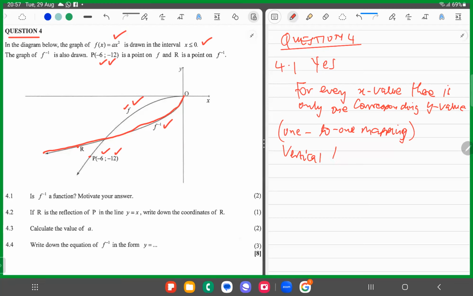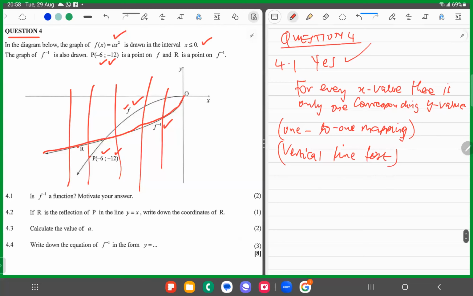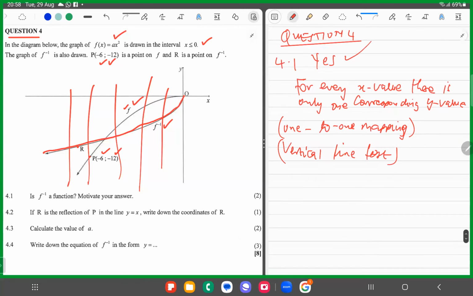Or you can say the vertical line test. It is the vertical line test such that any vertical line cuts it once. If any vertical line cuts a graph only once, then it passes the vertical line test. So if it passes the vertical line test, then it means that it is a function. So yes, we have a function there. So f inverse is a function. Let's look at the next question.